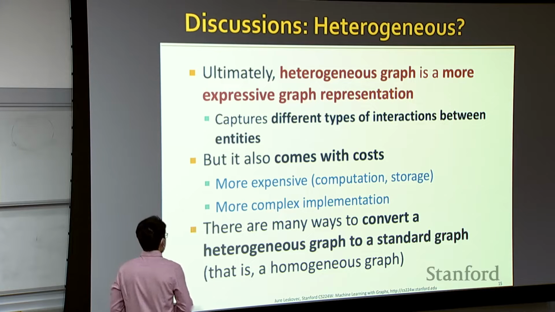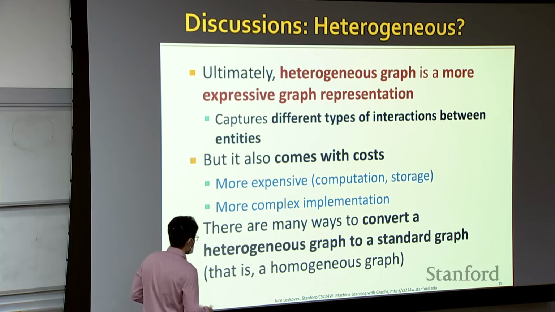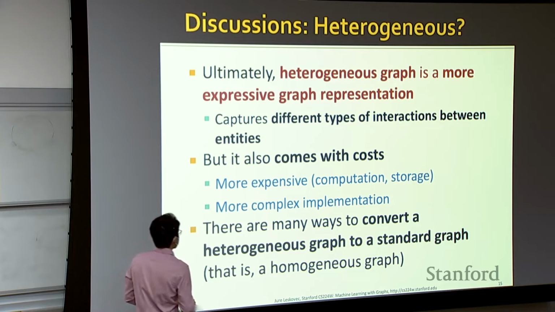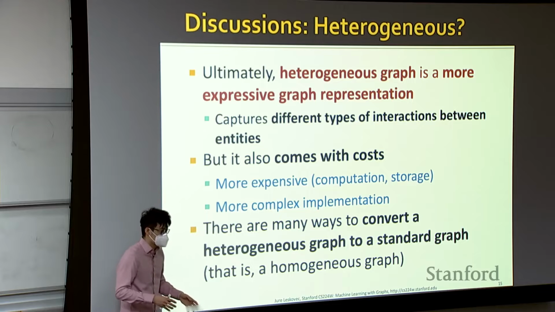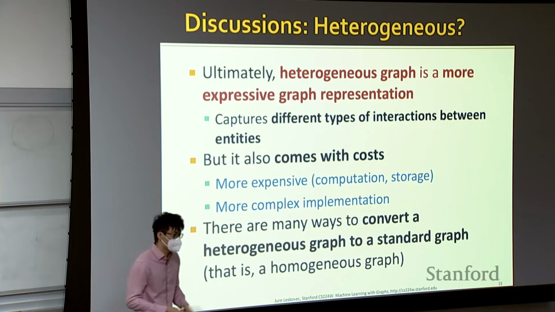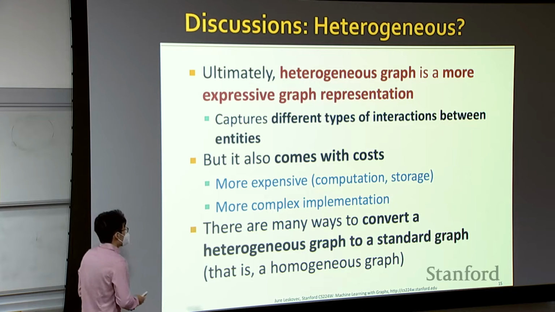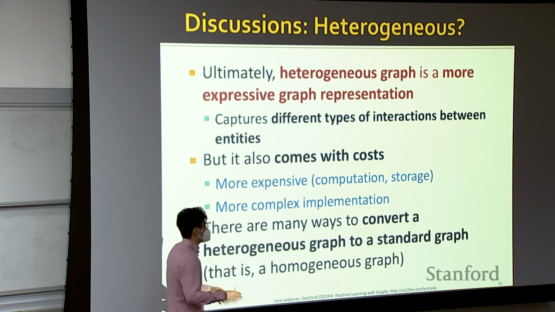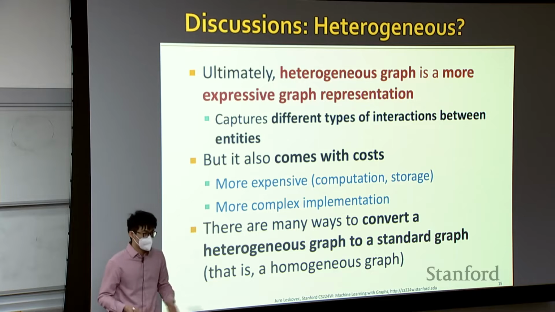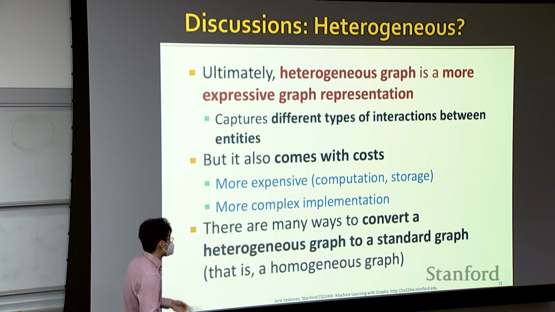So here's the final conclusion we have after the discussions. Ultimately, we know a heterogeneous graph is definitely a more expressive way to represent the interactions between entities because it can capture different types of interactions between the nodes and edges. However, this also comes with costs.